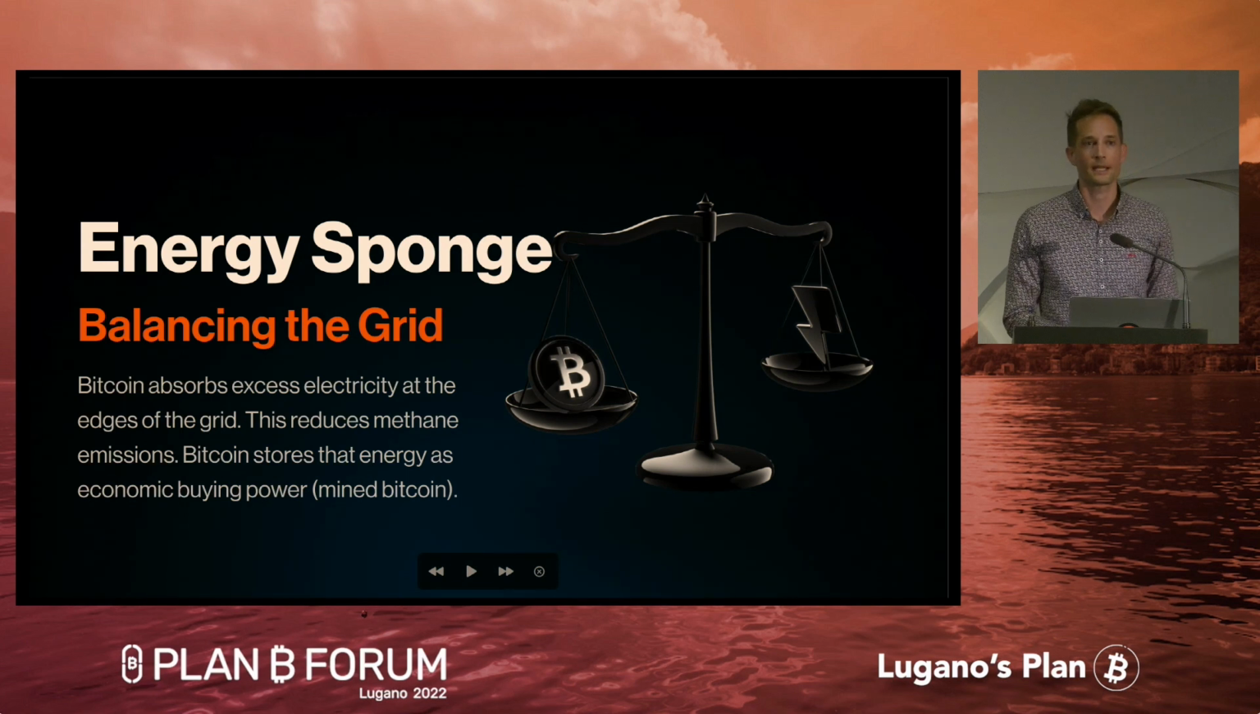Also, Bitcoin is an energy sponge. So what does that mean? It is an energy buyer of last resort. Whenever there is low demand from consumers or from industry, Bitcoin jumps in and absorbs all of that excess energy. And it transforms that into economic buying power, a claim on the energy of others at a later time. That's why some people like to call it a battery.